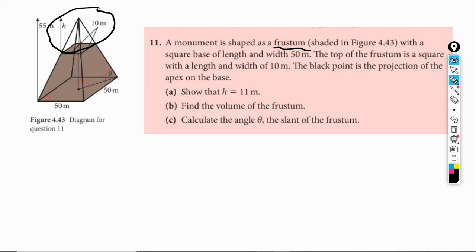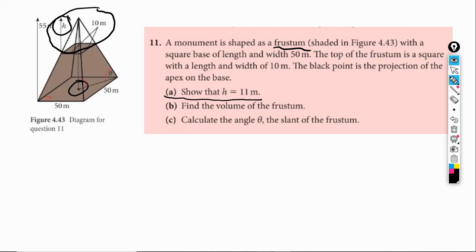The black point is the projection of the apex on the base. Now, the apex means the height that falls directly on the center of this bottom square. First thing they ask us is to show that h equals 11. So they want us to show that this equals 11.